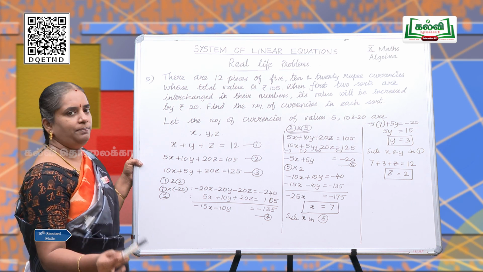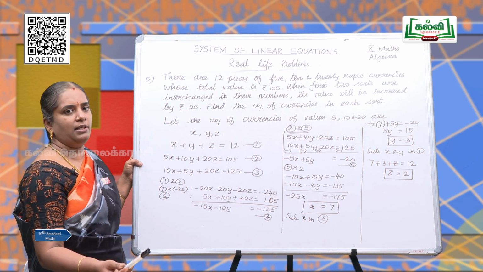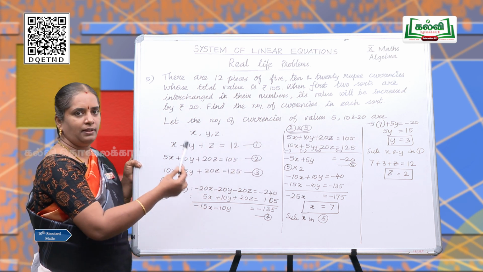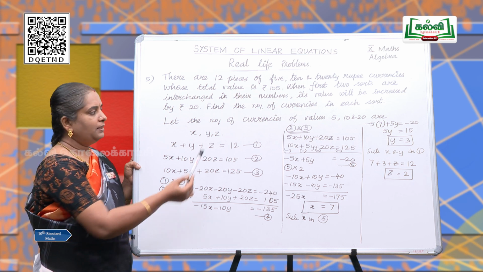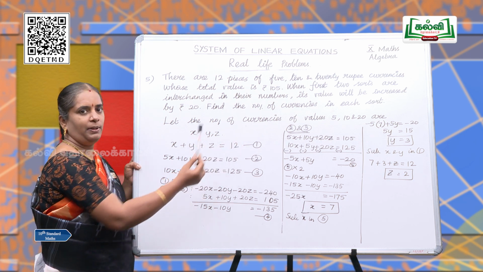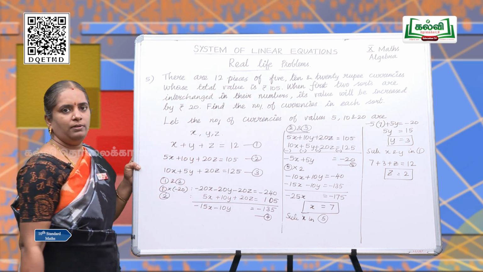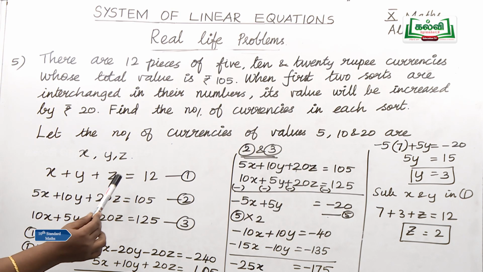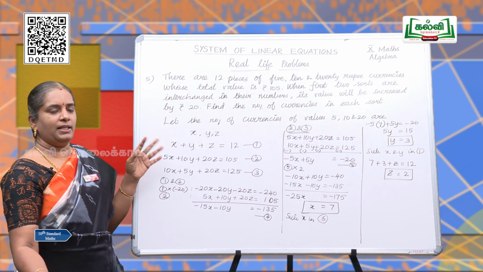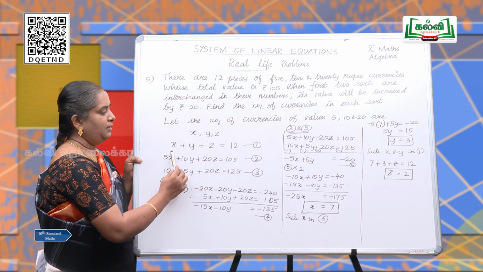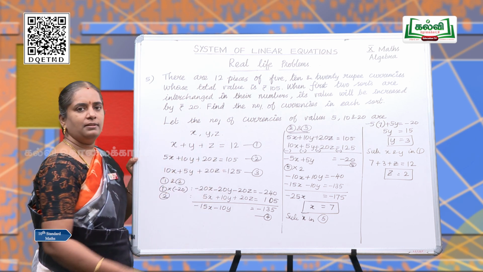Let us name the number of currency notes as x, y and z respectively for 5, 10 and 20 rupee notes. That is, there are x 5 rupee notes, y 10 rupee notes, z 20 rupee notes. Their sum, the total number of currency notes, is 12. So we have x plus y plus z equals 12.